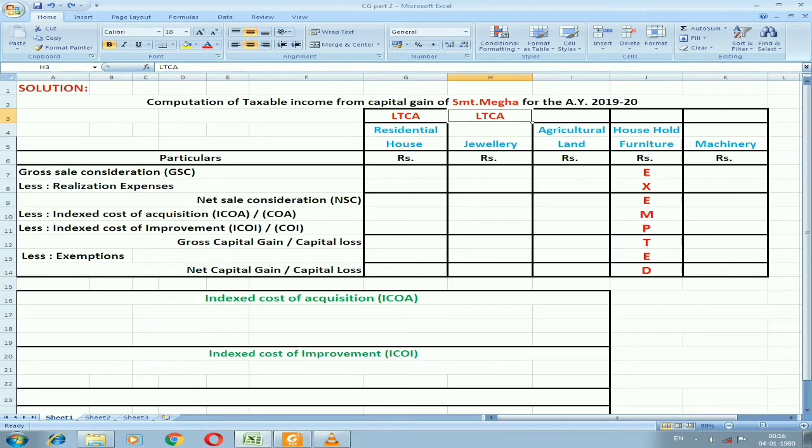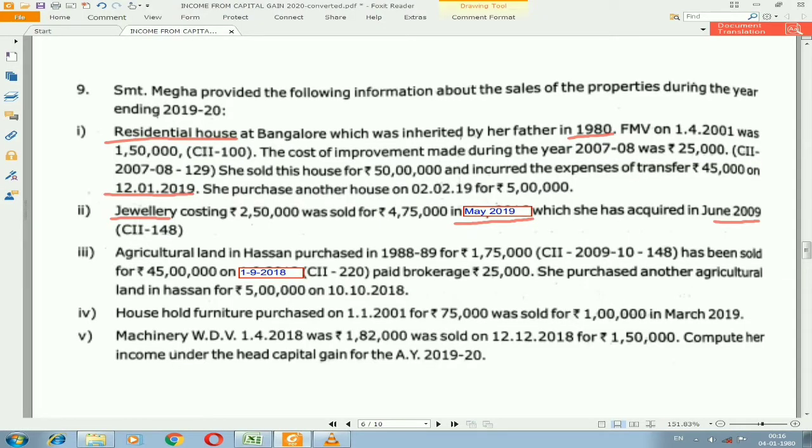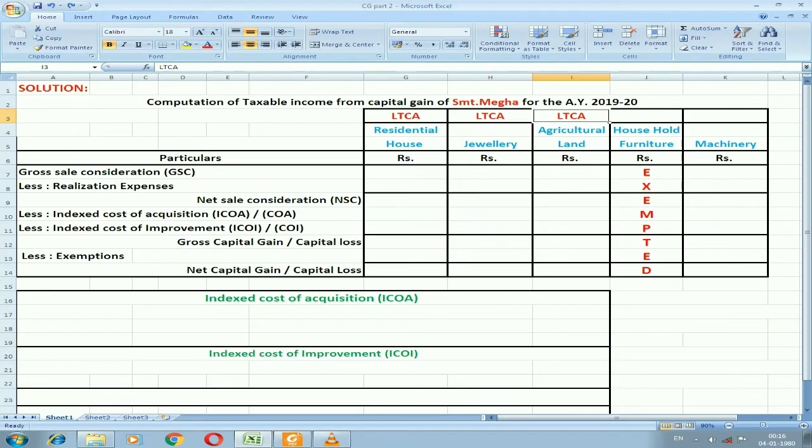Then we have agricultural land. This will come under land and building category. It is purchased in 1988-1989, which is sold on 1/9/2018. You need to check more than 2 years or less than 2 years. So it is also more than 2 years. That is the reason it will be long term capital asset. And lastly we have machinery.